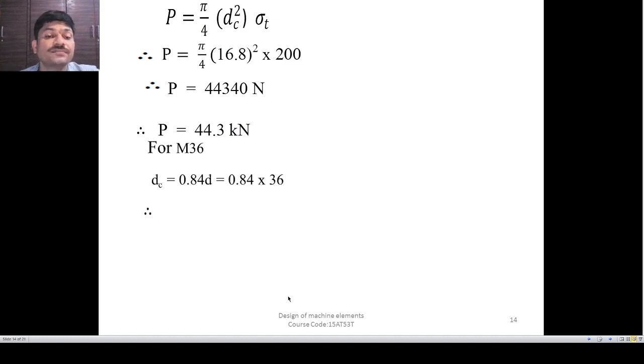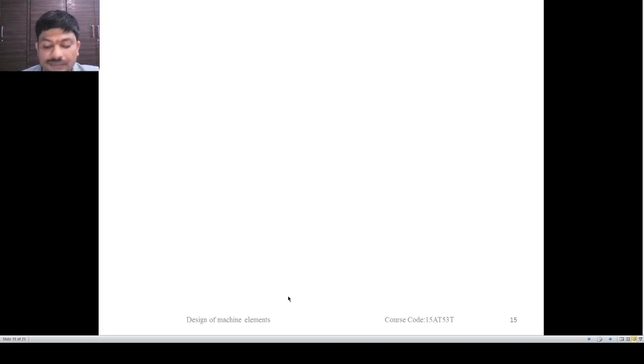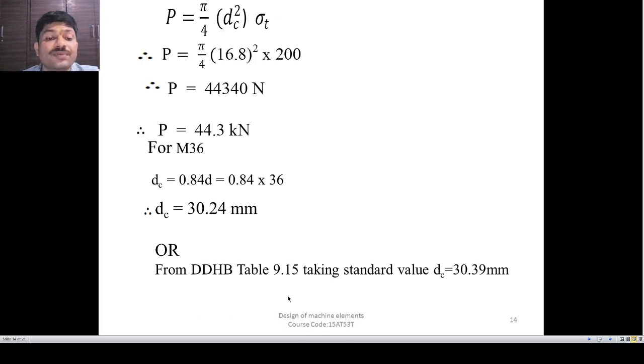Proceed in the same manner. dc is equal to 0.84 d, assuming coarse thread. Find out the value. So we are getting 30.24 mm, or otherwise from the design data book for M36 you can open the value. Here also we are getting almost the same, 30.39 mm. So refer to any one value. I will refer to the value from the empirical relation.